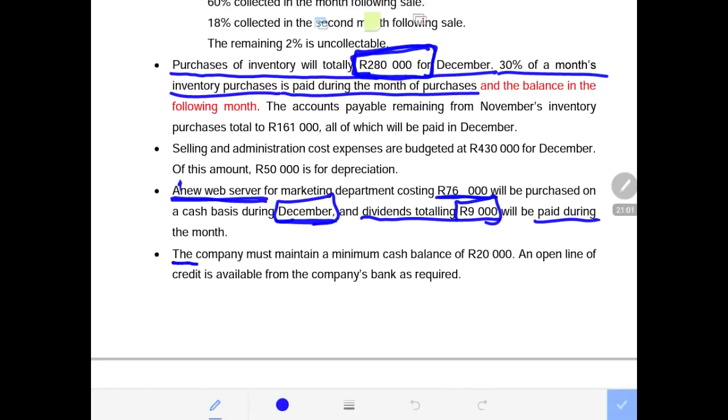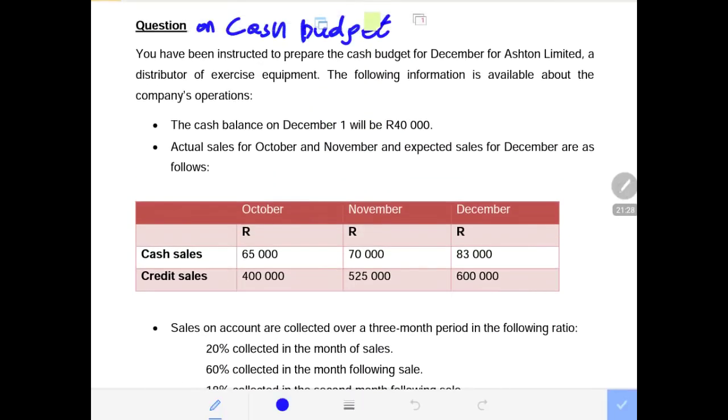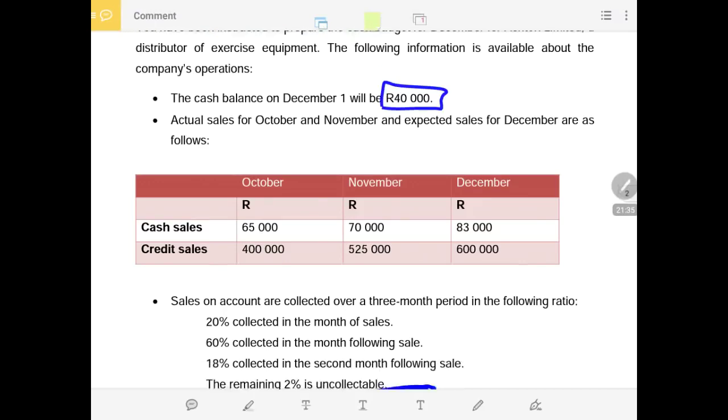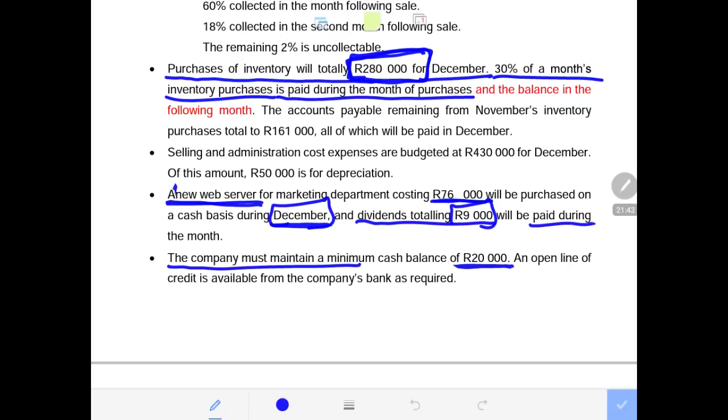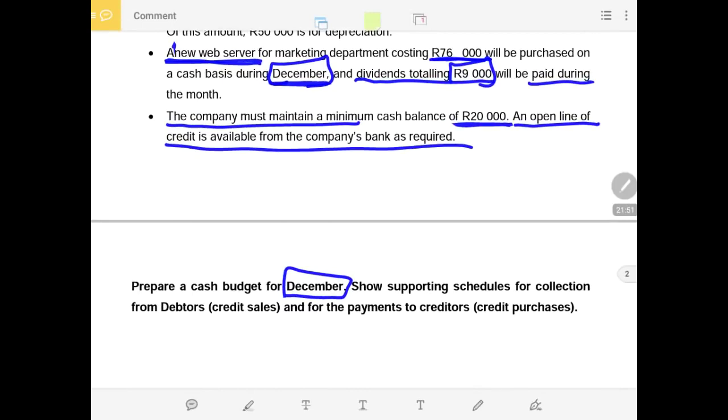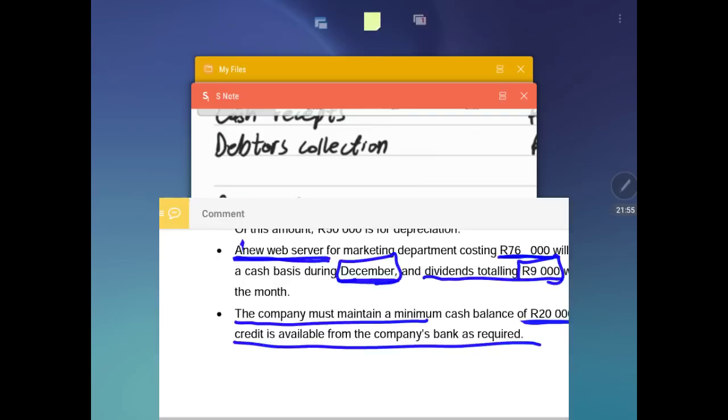Then it further says that the company must maintain a minimum cash balance of 20,000 rands, meaning the company wants to always have a balance at the end of the year. Obviously, closing balance becomes an opening balance. Therefore, they want to make sure that their balance starts at 20,000 and above. If it's above 20,000, we do nothing. And remember, the opening balance was 40,000. If the opening balance is above 20,000, we do nothing. But the company wants to make sure that at least their cash in the bank is not less than 20,000 rands. And they further say that an open line of credit is available from the company's bank as required. So there's an open line policy for this, and this is the last transaction.